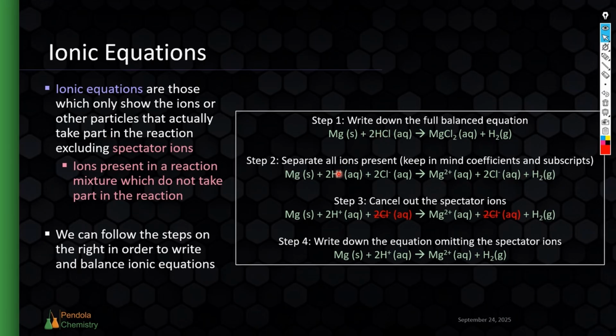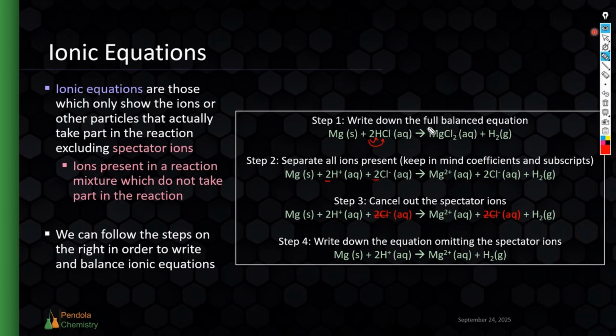Hydrogen ions, which are H+, and again, that coefficient, that 2, is going to be applied to everything. So when we separate this, that 2 is going to count both for the hydrogen, so we put 2H+ aqueous, and for the chloride, Cl-, so we put 2Cl- aqueous.